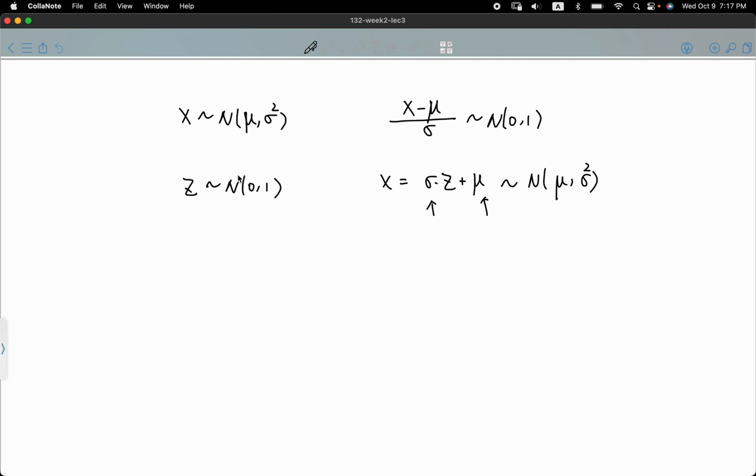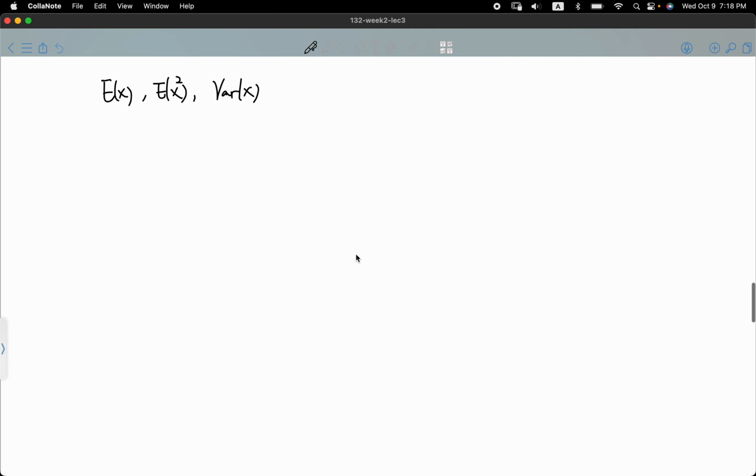Okay, now we are going to talk about the normal distribution, as we introduced the other distributions before. We are going to focus on the E of x and then E of x squared, and then also the variance of x, which is just a formula between these two quantities. Okay, so now let's begin with E of x.